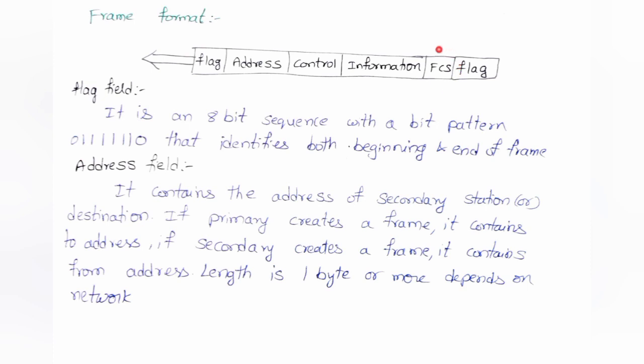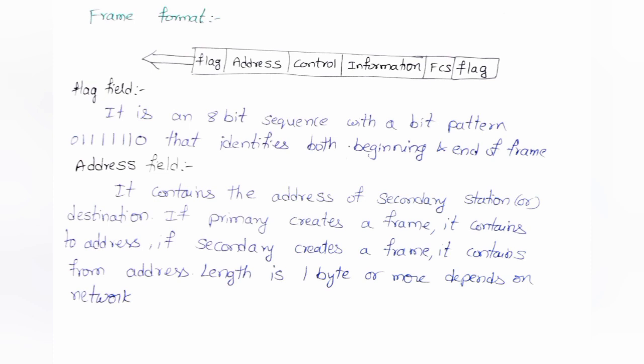And the next one is the FCS field, the frame check sequence. FCS means frame check sequence field. It is used for error detection in the HDLC frame format. It can contain either a 2 or 4 byte ITU-T CRC, that is cyclic redundancy check.